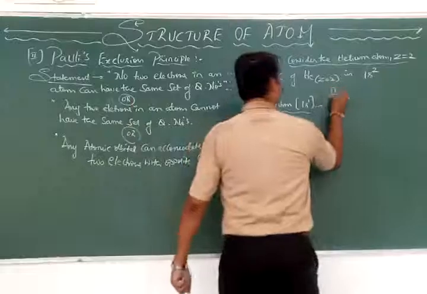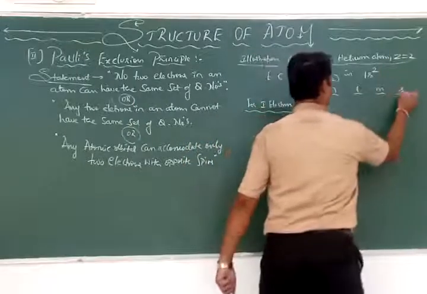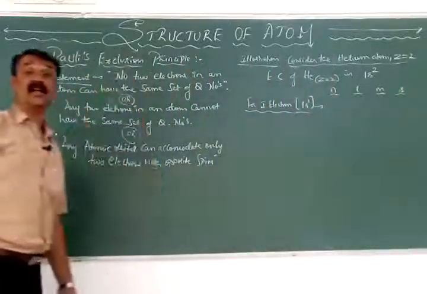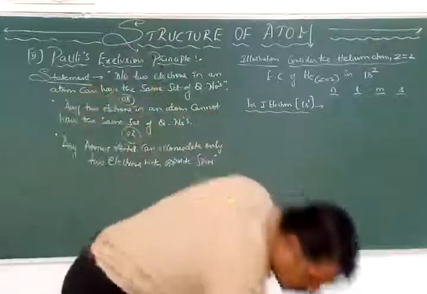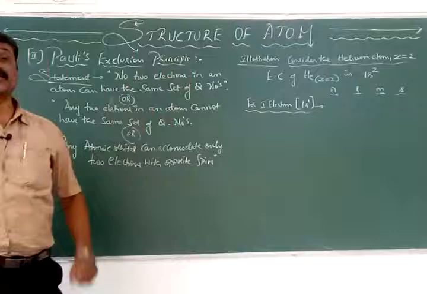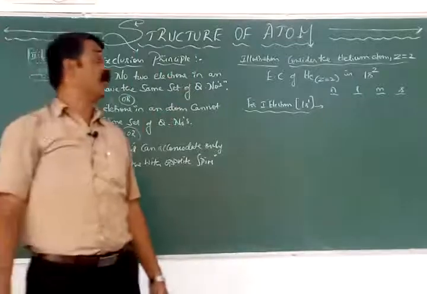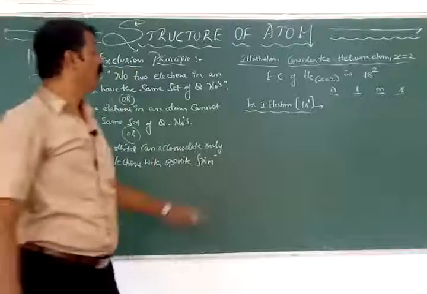What is n? What is l? What is m? And what is s? They are the set of quantum numbers. n is the principal quantum number, l is the azimuthal quantum number, m is the magnetic quantum number, and s is the spin quantum number.